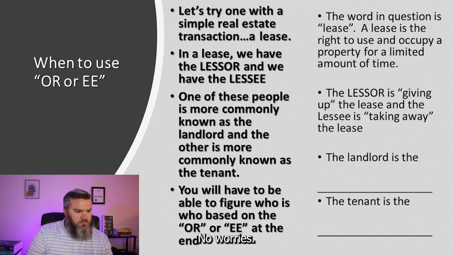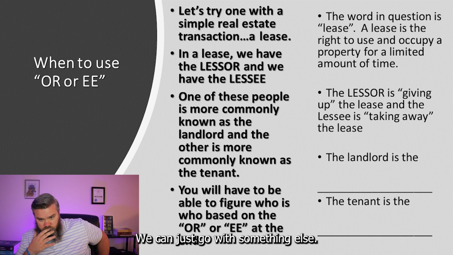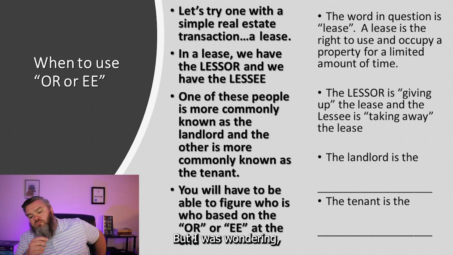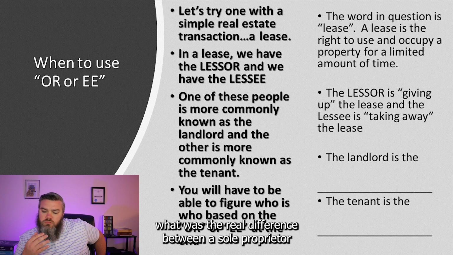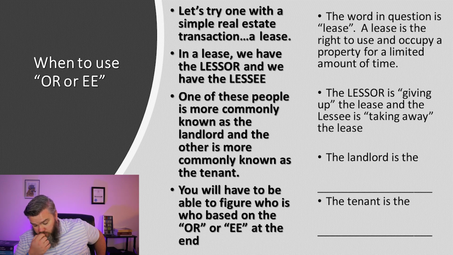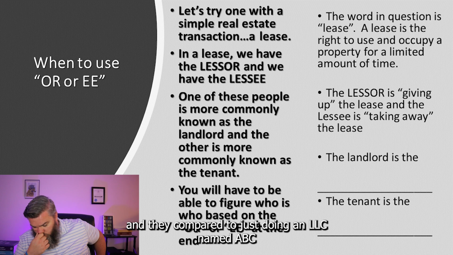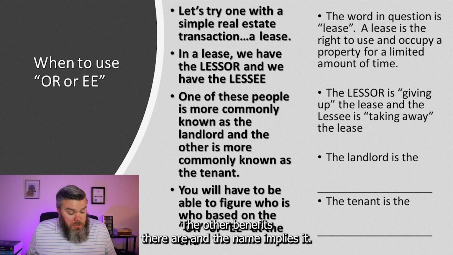No worries. So, if we're going to go into this in detail later, I won't hold you up. But I was wondering, what would the real difference be between a sole proprietor filing for a DBA and being ABC Realty, compared to just doing an LLC named ABC Realty? Is that just kind of going around your elbow to get to your thumb, or are there benefits?